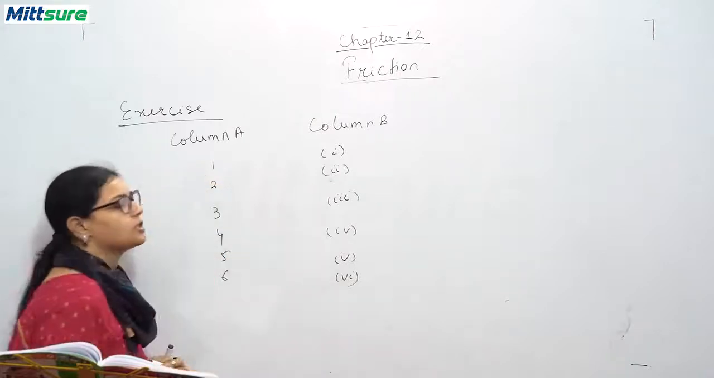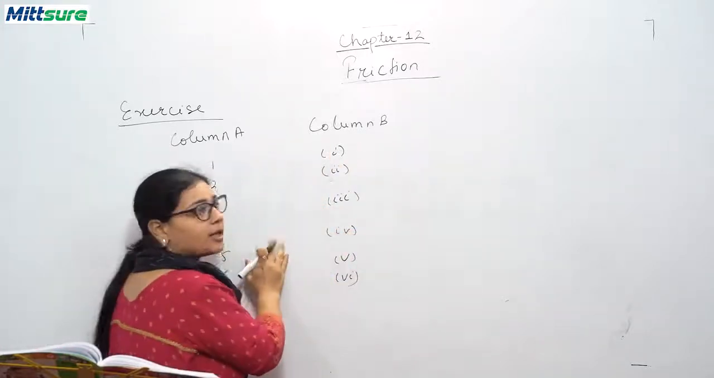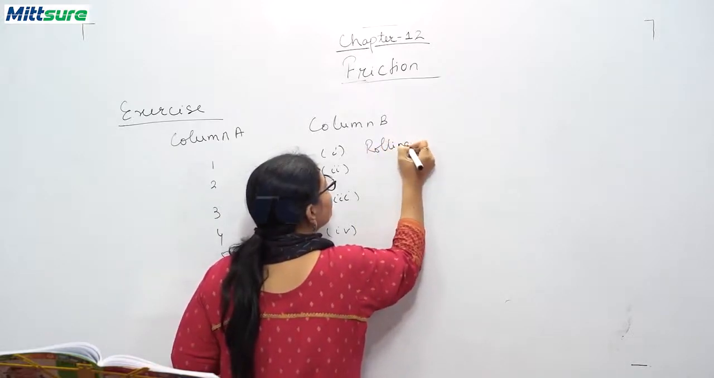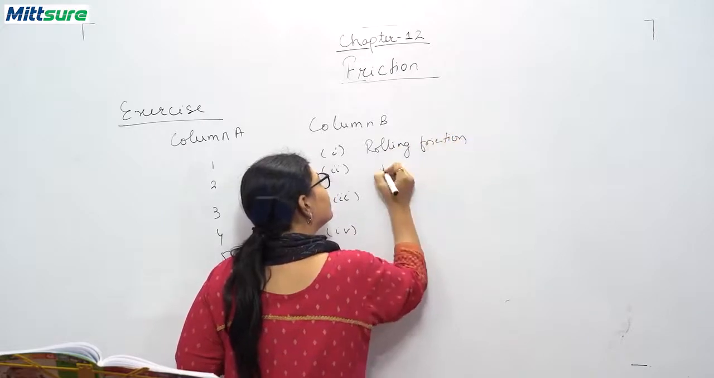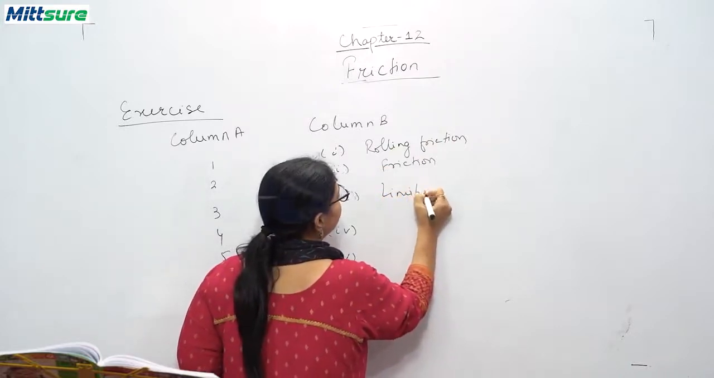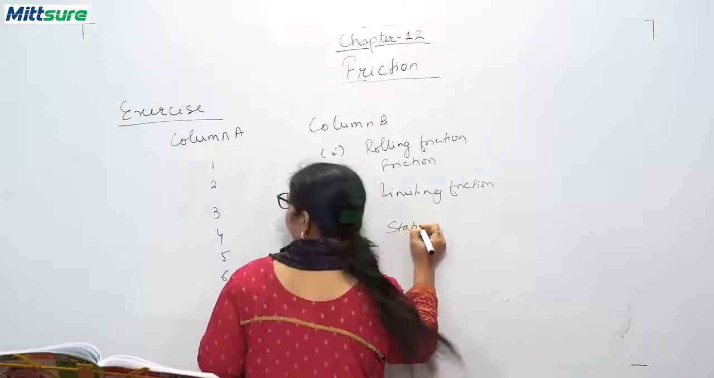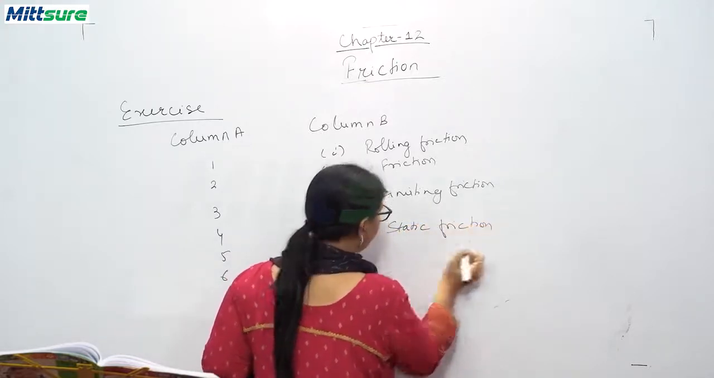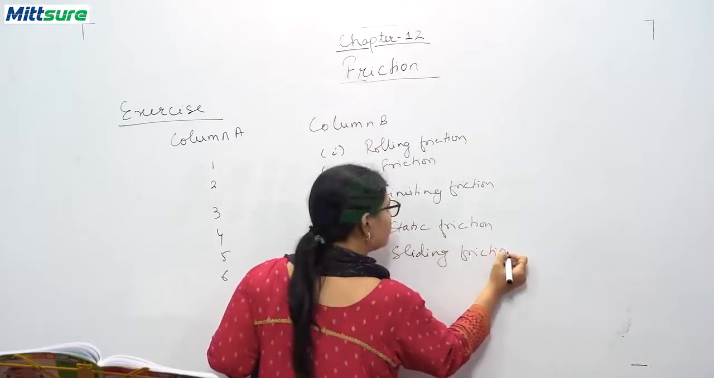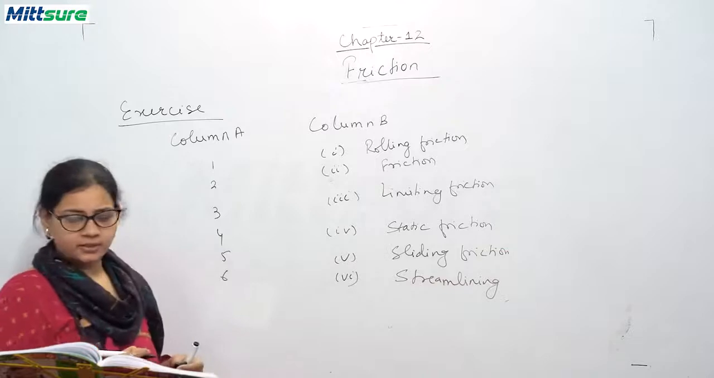Now we will be joining these options. Let me write down the answers here, because the statements are very big and will not fit, so I am only writing for column B. The options in column B are: sliding friction, rolling friction, limiting friction, static friction, sliding friction, then streamlining. So these are the options that are given.